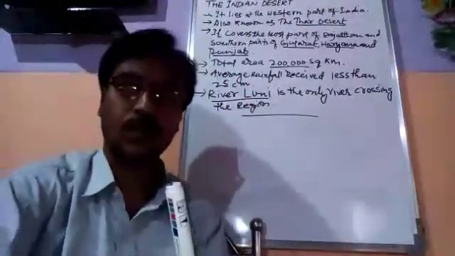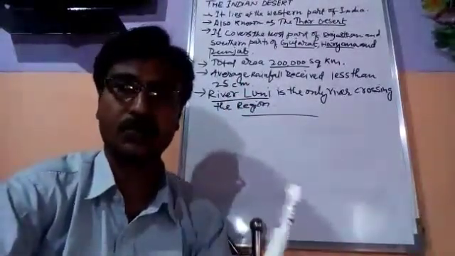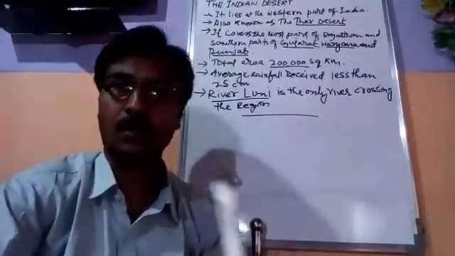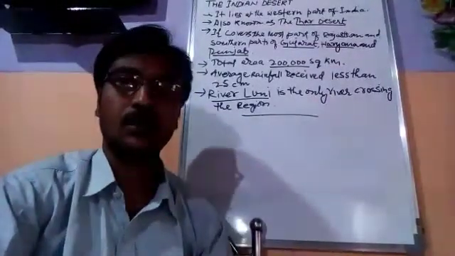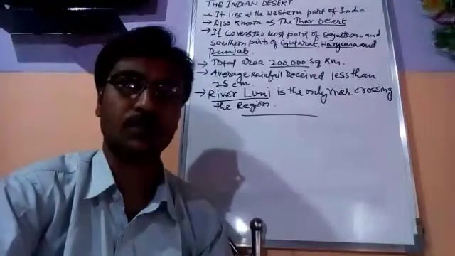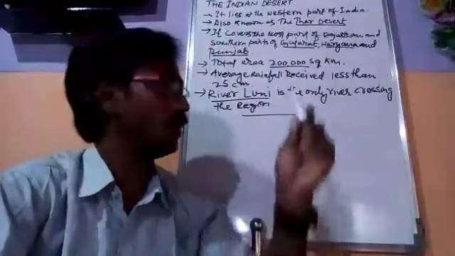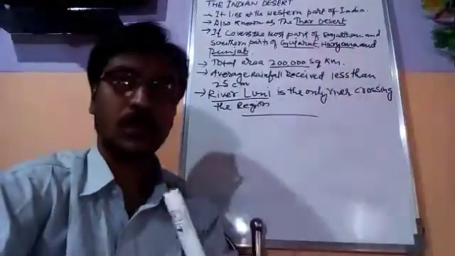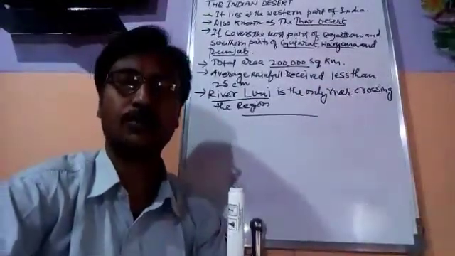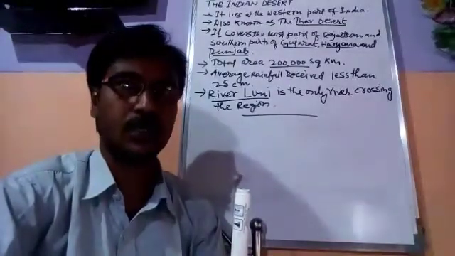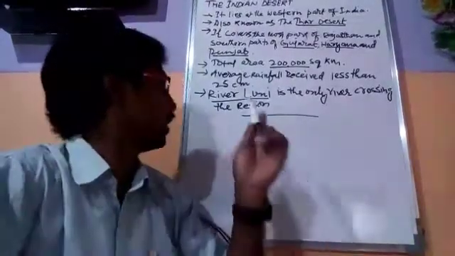Average rainfall. Now, why is it a desert? Because we know the rainfall is very less in this part of India, and the temperature is maximum. The average rainfall received by the Indian desert is less than 25 centimeter. Annual rainfall is less than 25 centimeter, which is very less.